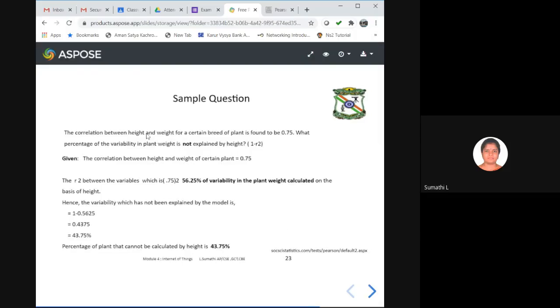Then, by finding the correlation between height and weight, it is found to be 0.75, and they want to know the percentage of variability that is not explained by height. For this, you do 1 minus r square. The value of r is given as 0.75. You square it, subtract it from 1, and you find the value. This is the percentage that cannot be explained by height. These are all simple examples of your correlation coefficient.